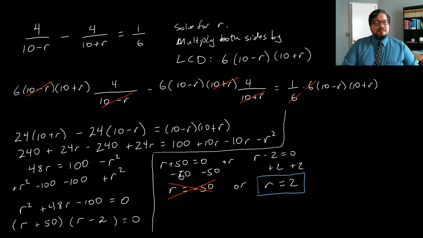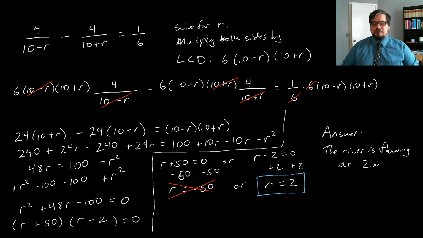Now, again, going back to the original statement of the problem and our original working of it, we see that the question asked, how fast is the river flowing? And r is the rate of the river's flow. That's the way we set it up. So our answer can now be the river is flowing at 2 miles per hour. And there is our answer.